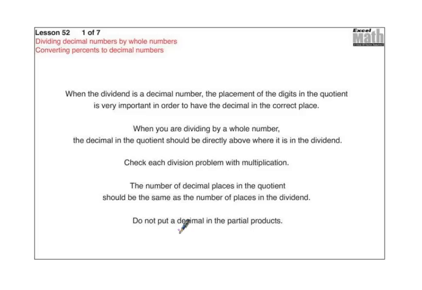All right, here we go with 6th grade Excel, lesson number 52. We're going to learn about dividing decimals by whole numbers today and converting percents to decimal numbers. This shouldn't be too tricky.